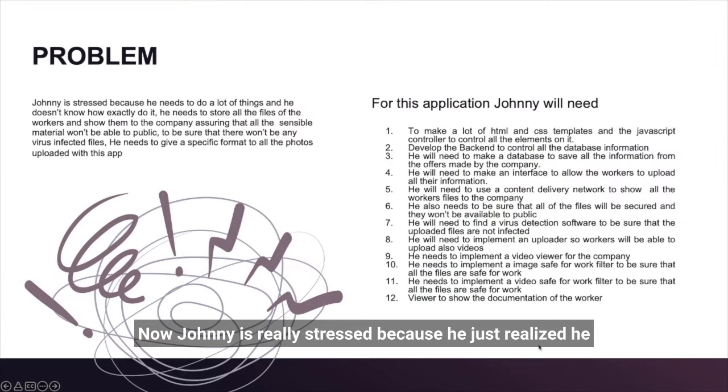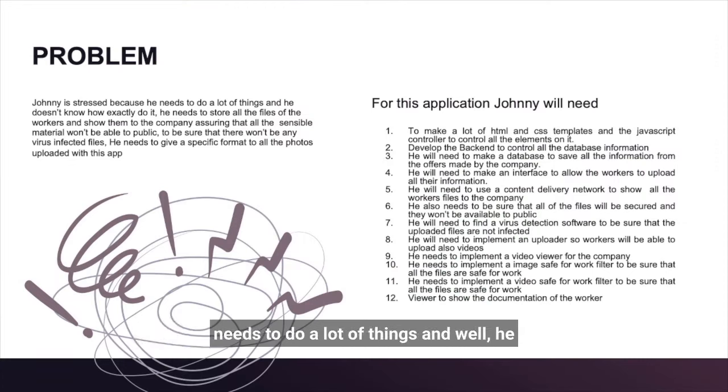Now, Johnny is really stressed because he just realized he needs to do a lot of things and, well, he doesn't exactly know how to do all of them. This project involves creating HTML and CSS templates, along with a JavaScript controller to control all the elements. A backend system needs to be developed to manage the database information for job offers made by the company. And the interface should allow workers to upload the information, which will be stored in a secure content delivery network.